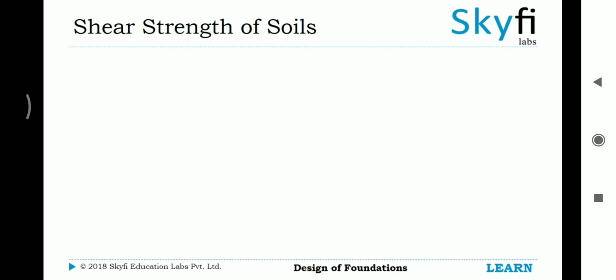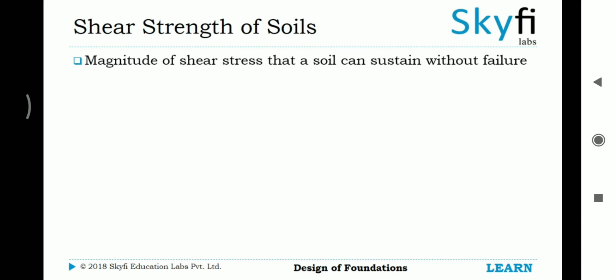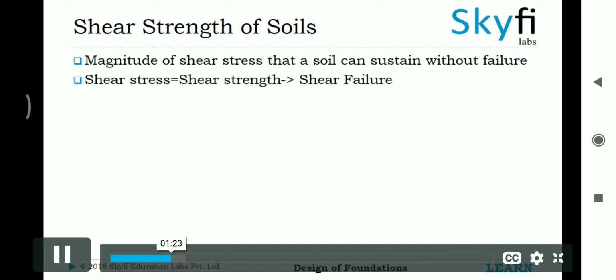Now, the shear strength of the soil is defined as the magnitude of this effective shear stress that a soil can sustain without experiencing failure. When the shear strength is so less that it becomes equal to the shear stress, it results in failure of the soil, called shear failure. This failure occurs because the stress on the soil becomes equal to the magnitude of stress the soil can sustain. Soil usually fails in shear only.